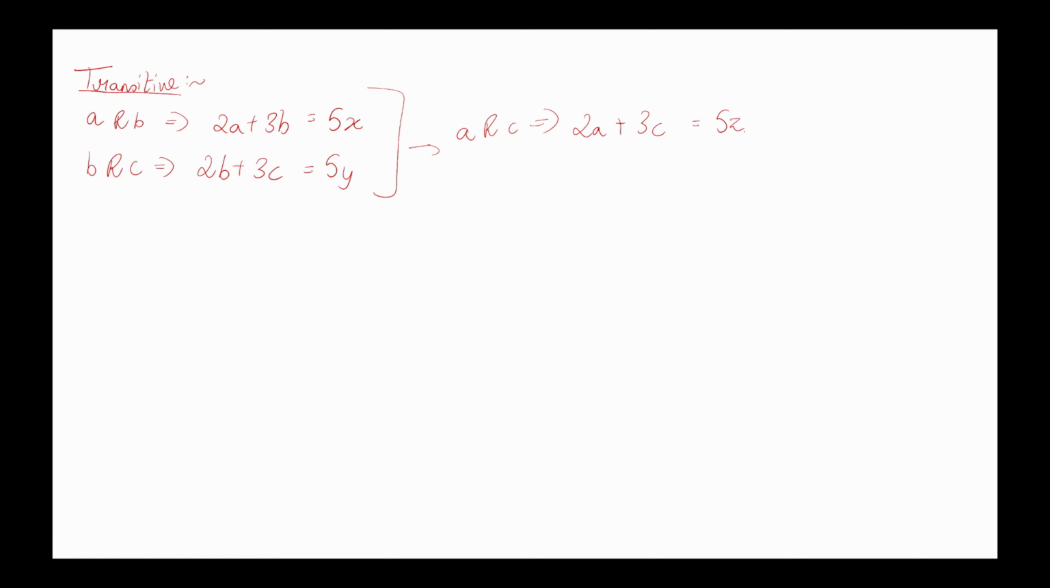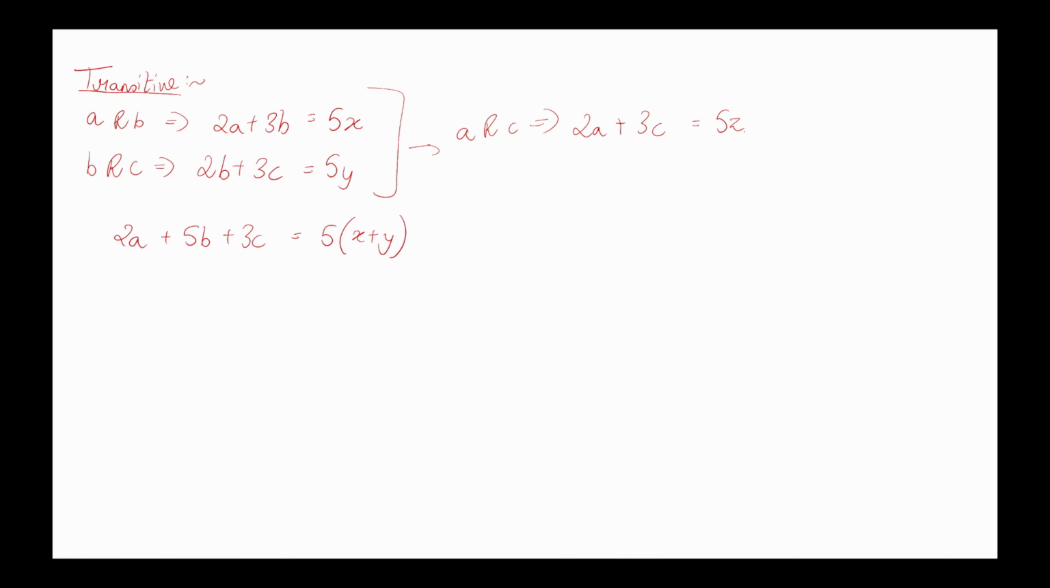So now using these two equations, I'm going to prove whether 2a plus 3c comes out to be a multiple of 5. If it doesn't come out to be a multiple of 5, we'll simply say that it is not transitive. So from here, I'll add these two equations. If I add these two equations, what do I get? 2a plus 5b plus 3c. This comes out to be 5 of x plus y.